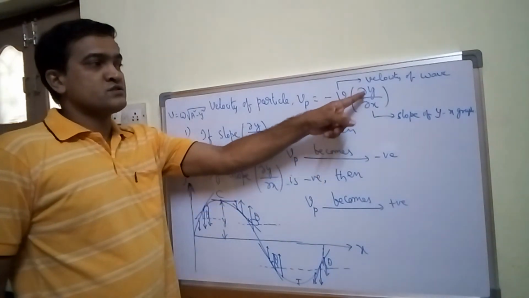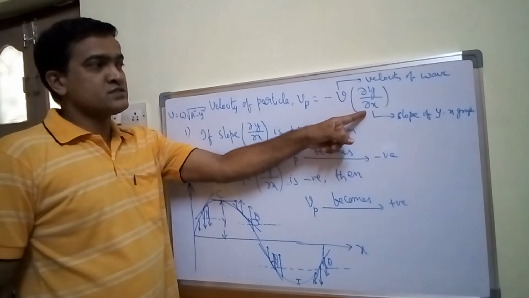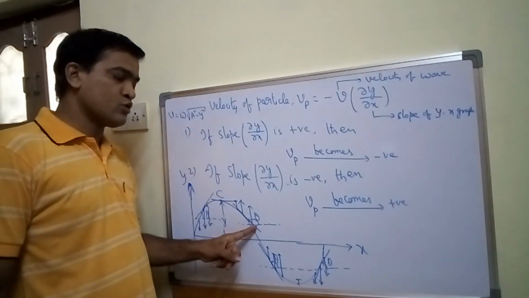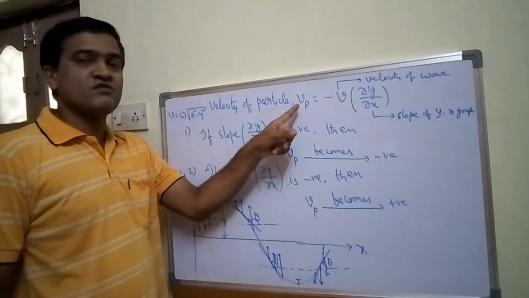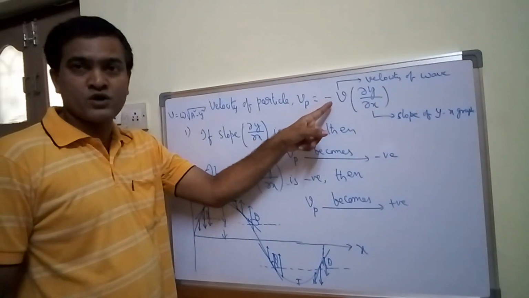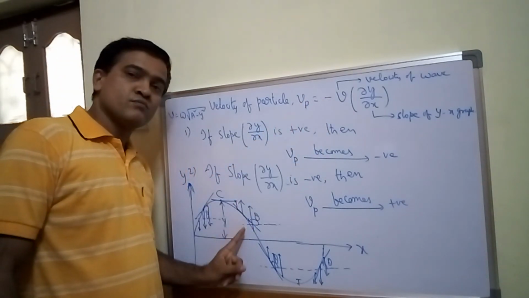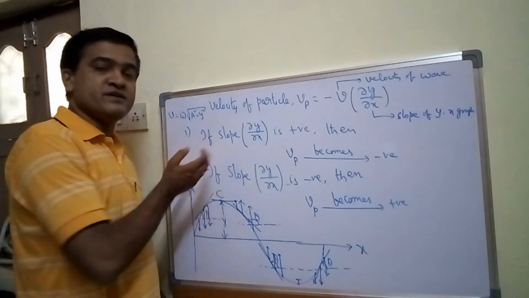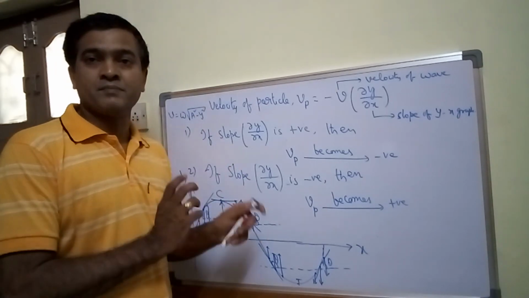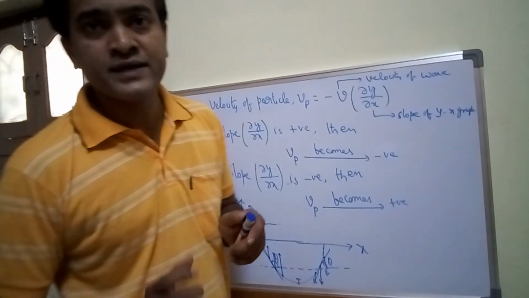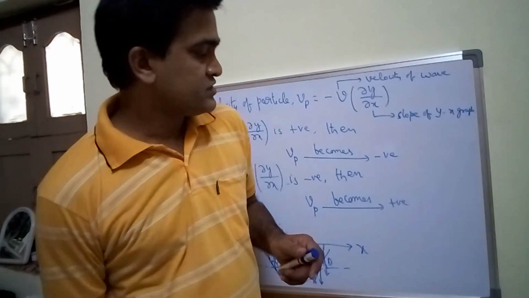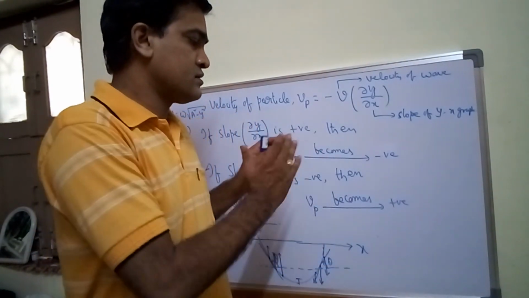So here, in this case slope is negative, so what happens to the velocity of the particle? The velocity of the particle you are getting as positive, that means particles are moving in the upward direction. This is what exactly is happening in the case of a wave, right? So with this we have completed this portion.